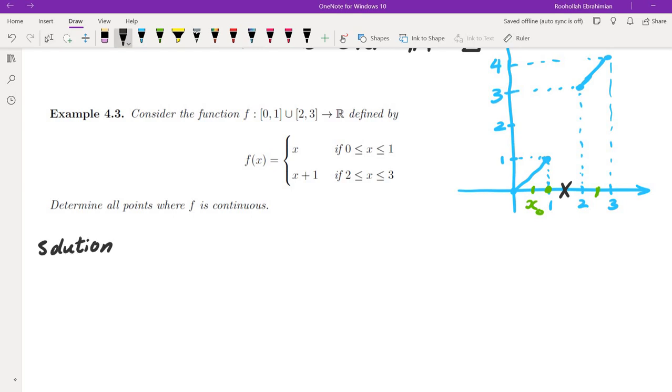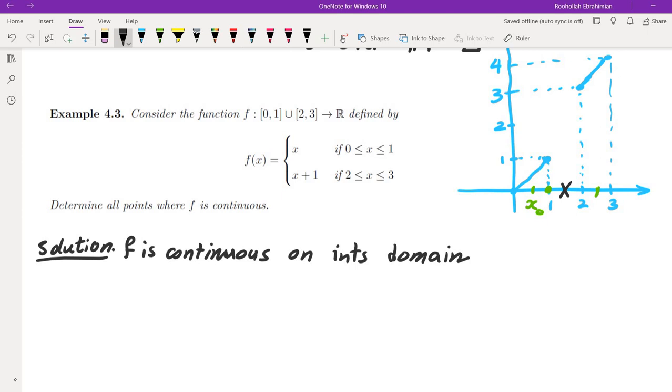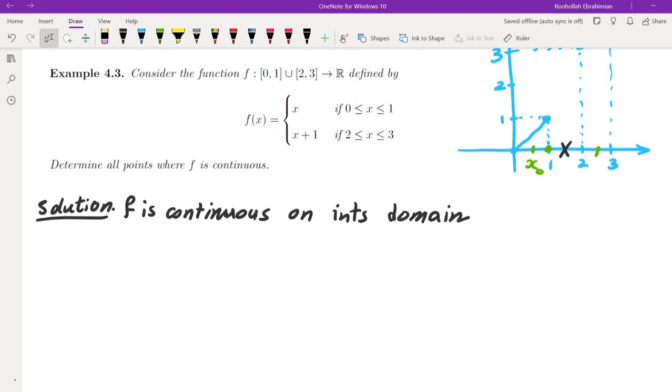Okay, so you kind of see what I'm getting at. What I'm getting at is that f is continuous on its domain. So it's continuous everywhere on its domain. So we will have to do it in two different cases. First, something inside the interval 0 to 1, and then something inside the interval from 2 to 3. So assume x0 is in the interval from 0 to 1. We will prove that f is continuous at x0.